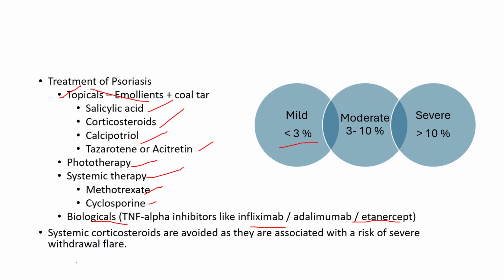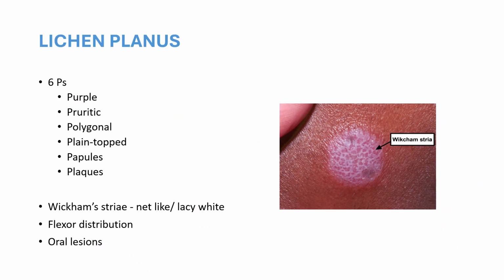And classify based on the percentage of involvement. Less than 3% is mild, 3 to 10% is moderate, more than 10% of body surface area is severe. So that was regarding the management of psoriasis. Usually the questions come from you identifying that as psoriasis, then you have to treat, the treatment options will be asked. It's like a step-up treatment.